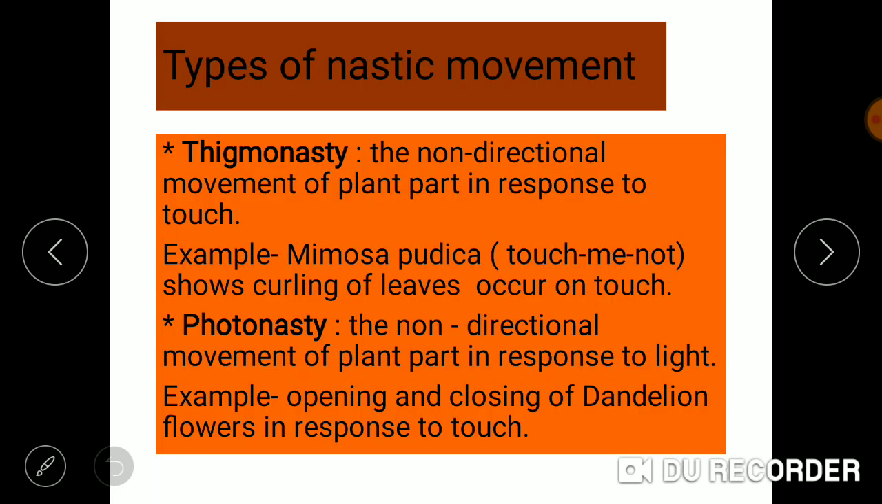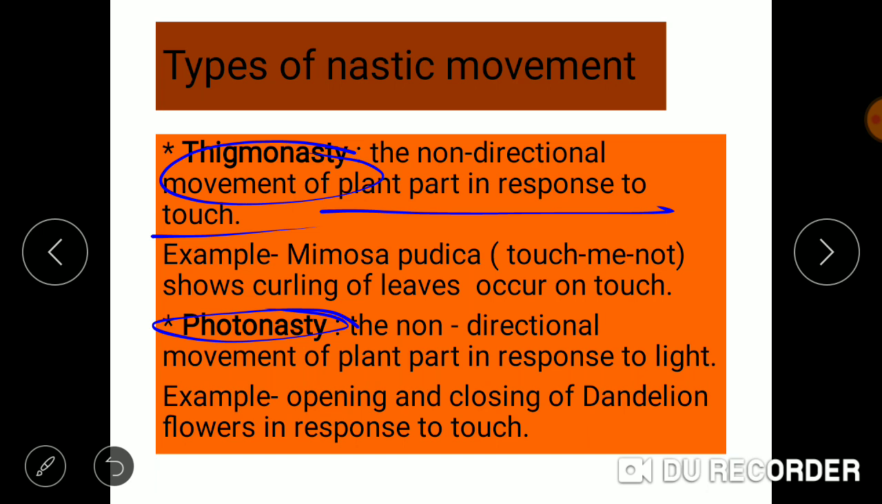So there are 2 types of nastic movement, thigmonasty and photonasty. The non-directional movement of plant part in response to touch, where the direction of the plant part is not fixed, whether it will be towards the stimulus or away, that kind of non-directional movement of plant part is known as thigmonasty. An example is the touch me not plant.